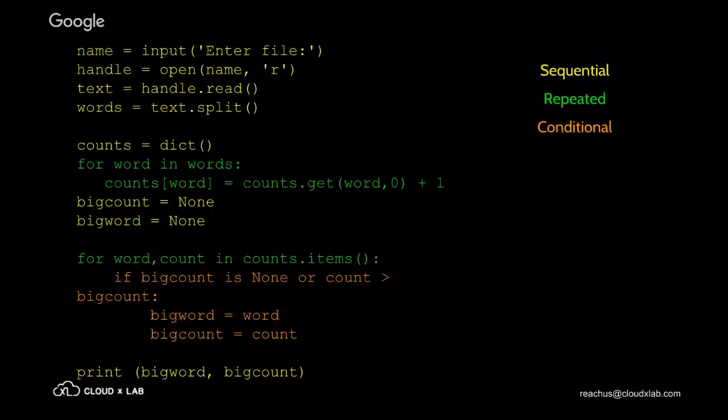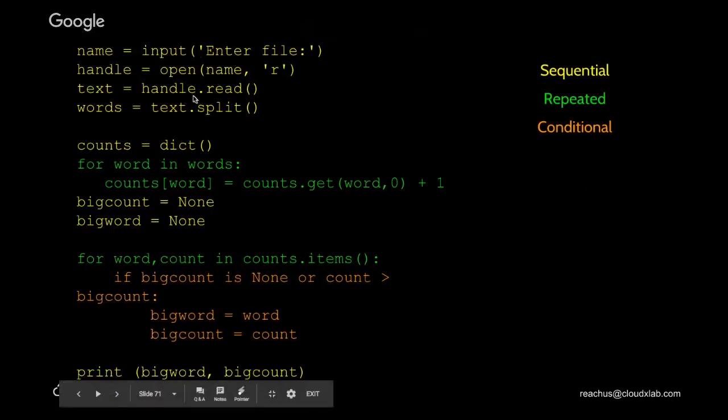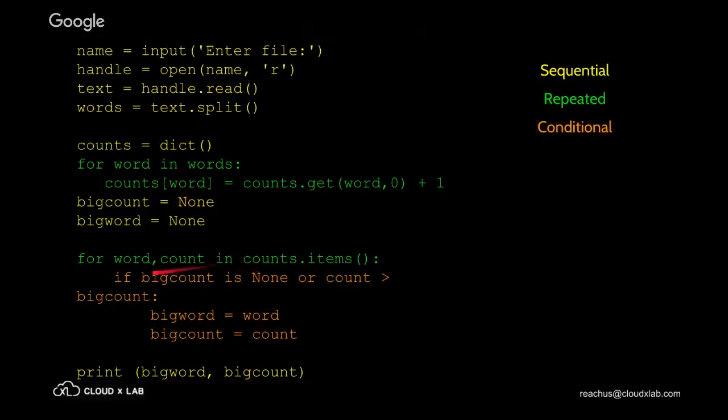So these are sequential steps. Then this is a repeated step here, and then here you see the conditional step. We'll go into more details about each of these.